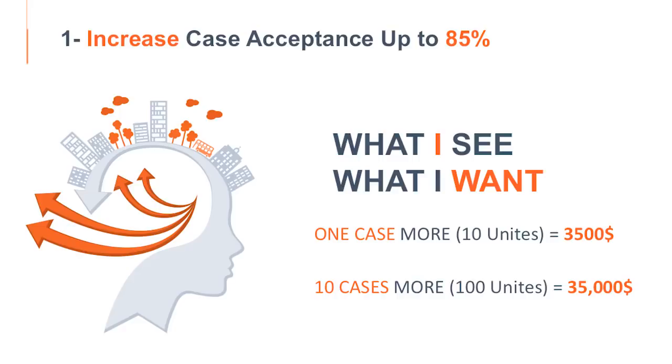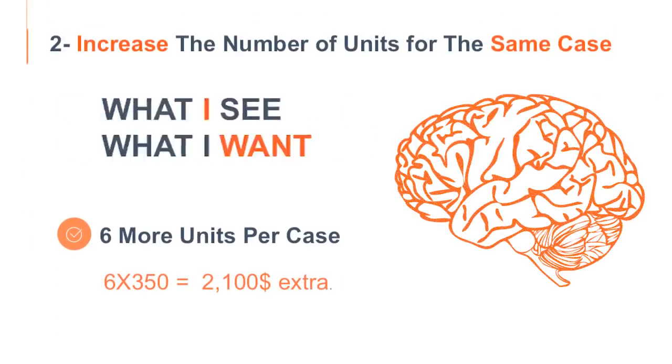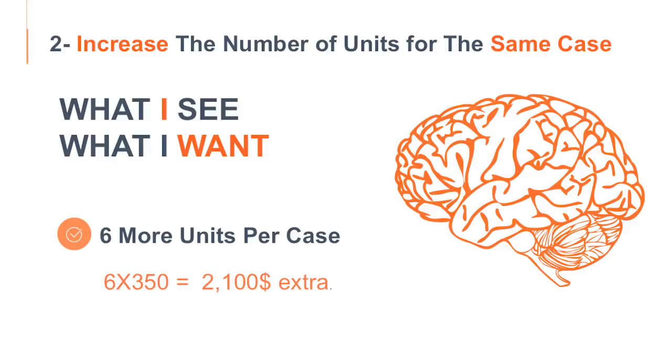Second reason, for the same patient, if you have a patient who asks you to make his smile from canine to canine, and he refused to make it from 6 to 6, when you show him the design from 6 to 6 and you show him how it's different, of course you will get his approval to make more units from 6 to 6. So if you get more units, in each case 6 units, that means $2,100 extra.